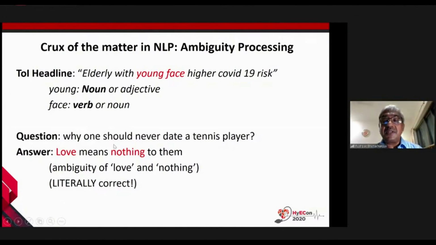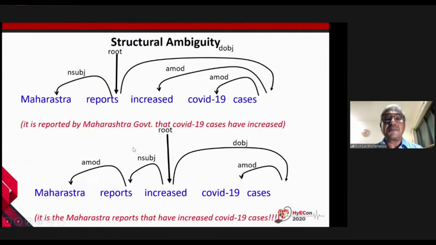Then, why should one never date a tennis player? Because love means nothing to them. So there is this ambiguity of love and nothing, and literally it is correct because love is zero score, but it has a very colorful way of describing the situation.